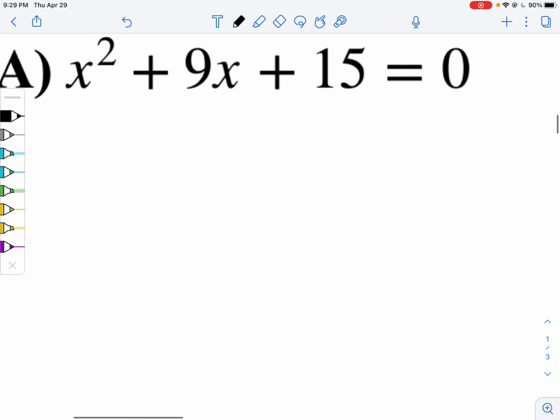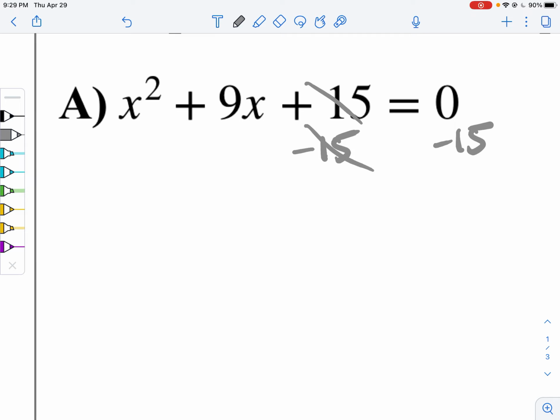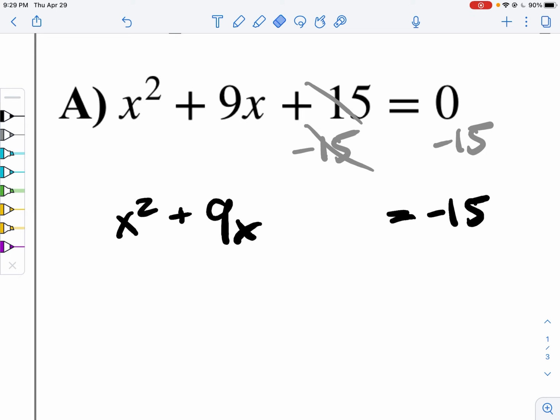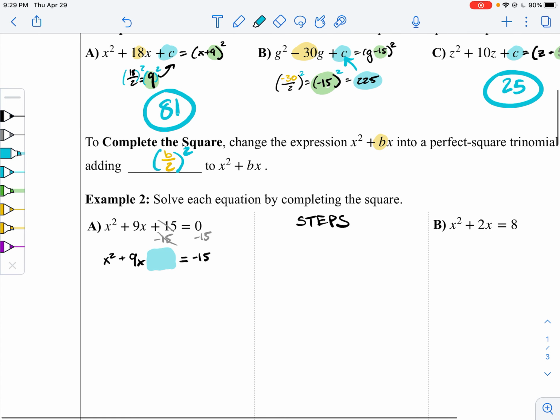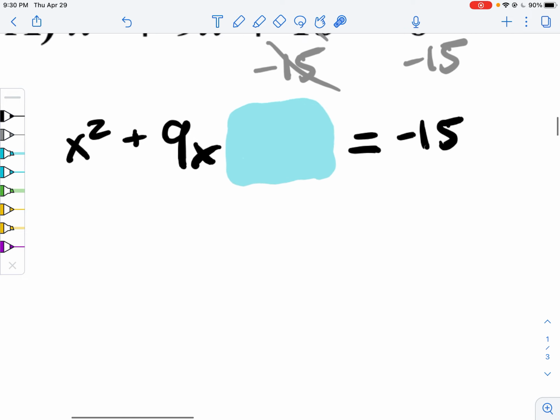Okay, so we've got this guy here, and we want to figure out how to make this expression a perfect square. But it's not a perfect square because there's a 15 in the way. So I'm going to get rid of that 15 for now by subtracting 15 from both sides. Now these 15s will cancel out. Awesome. So I'm left with x squared plus 9x equals negative 15. You'll notice I left a space here. That's on purpose. Leave a space there because we're going to need to add something here to make this a perfect square.